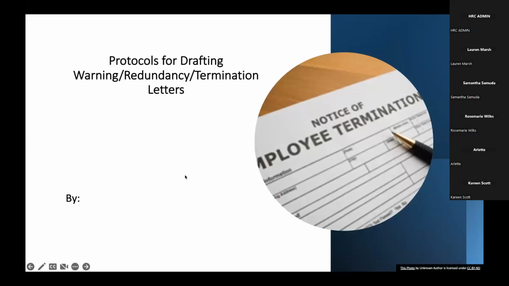So, protocols for drafting warning, redundancy, and termination letters. And we'll do the charges and so on as we go along, either today or in the second session.